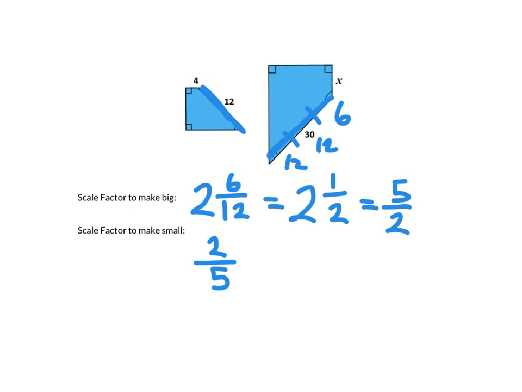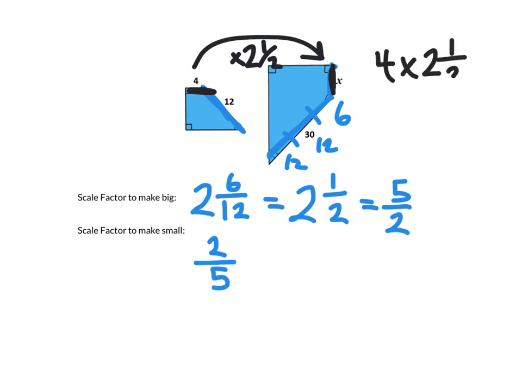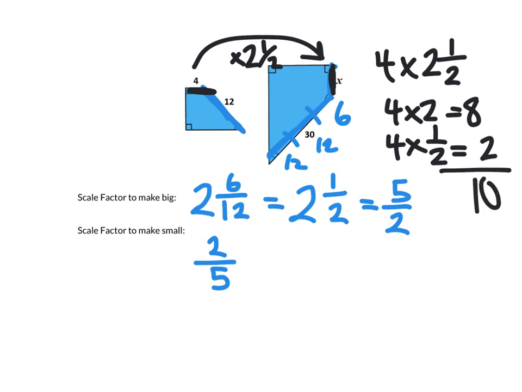All right, so let's take a look at finding the missing side. So I'm noticing that I need to get x, which means I need that 4 to enlarge. So I'm going to use a scale factor that makes it big by 2 and a half. So 4 times 2 and a half. 4 times 2 is 8. And half of 4 is 2. Together that makes 10. So x is worth 10.